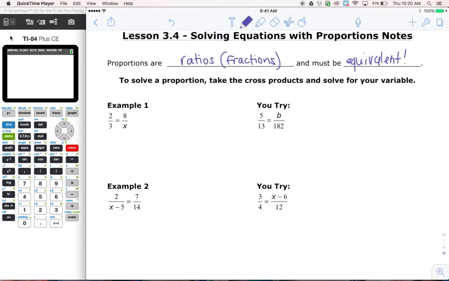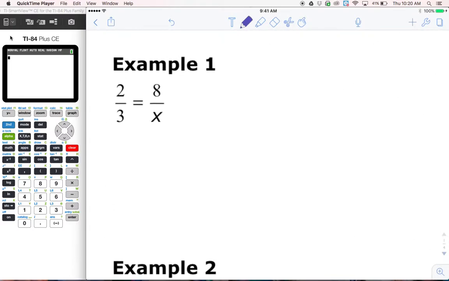Okay. So we're going to look at the first problem. In previous classes, you may have learned this in different ways, like different methods. Some teachers call this the baseball method, ball and bat method, butterfly method. In this class, we are just going to solve them by cross multiplying, okay? So I'm going to solve this problem. I'm solving for x here.